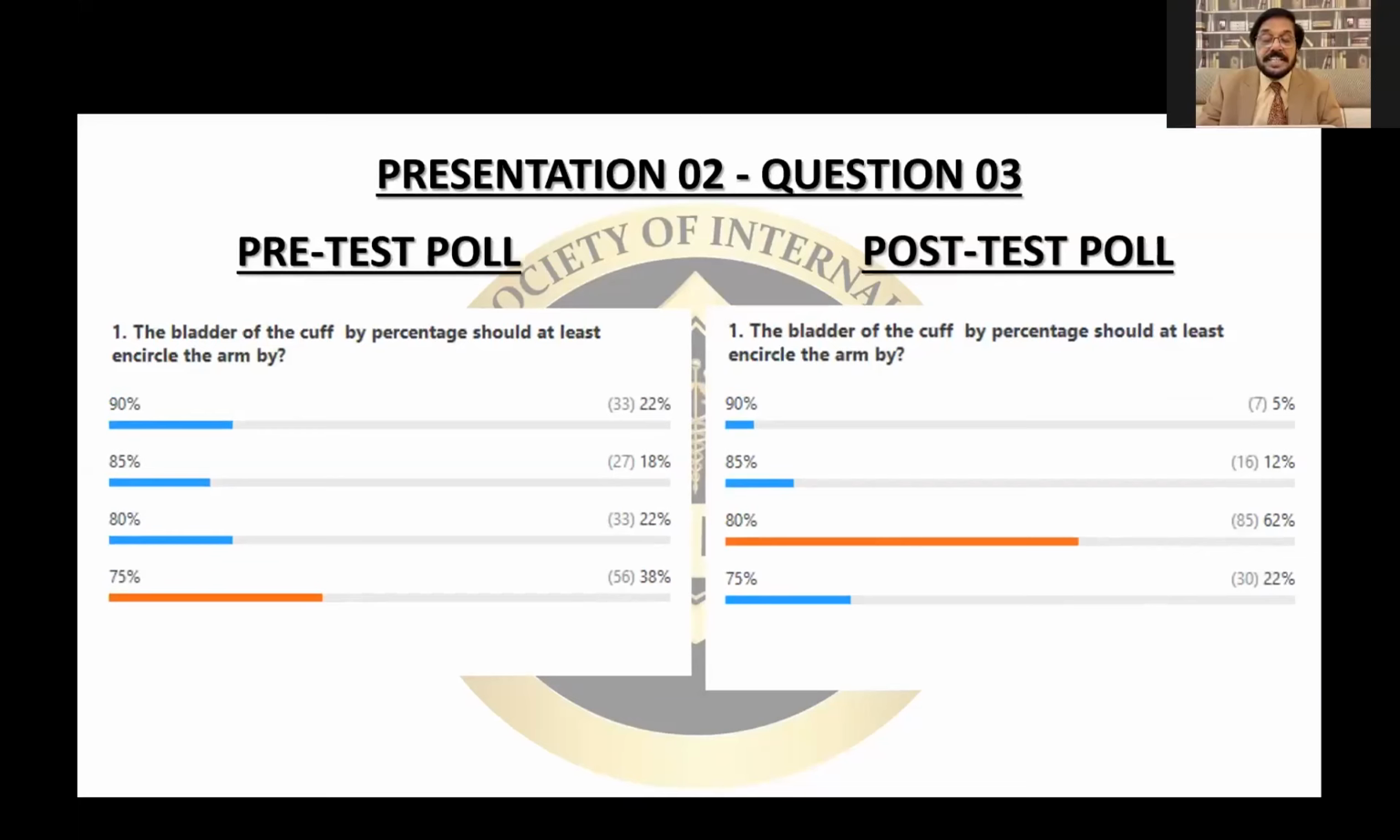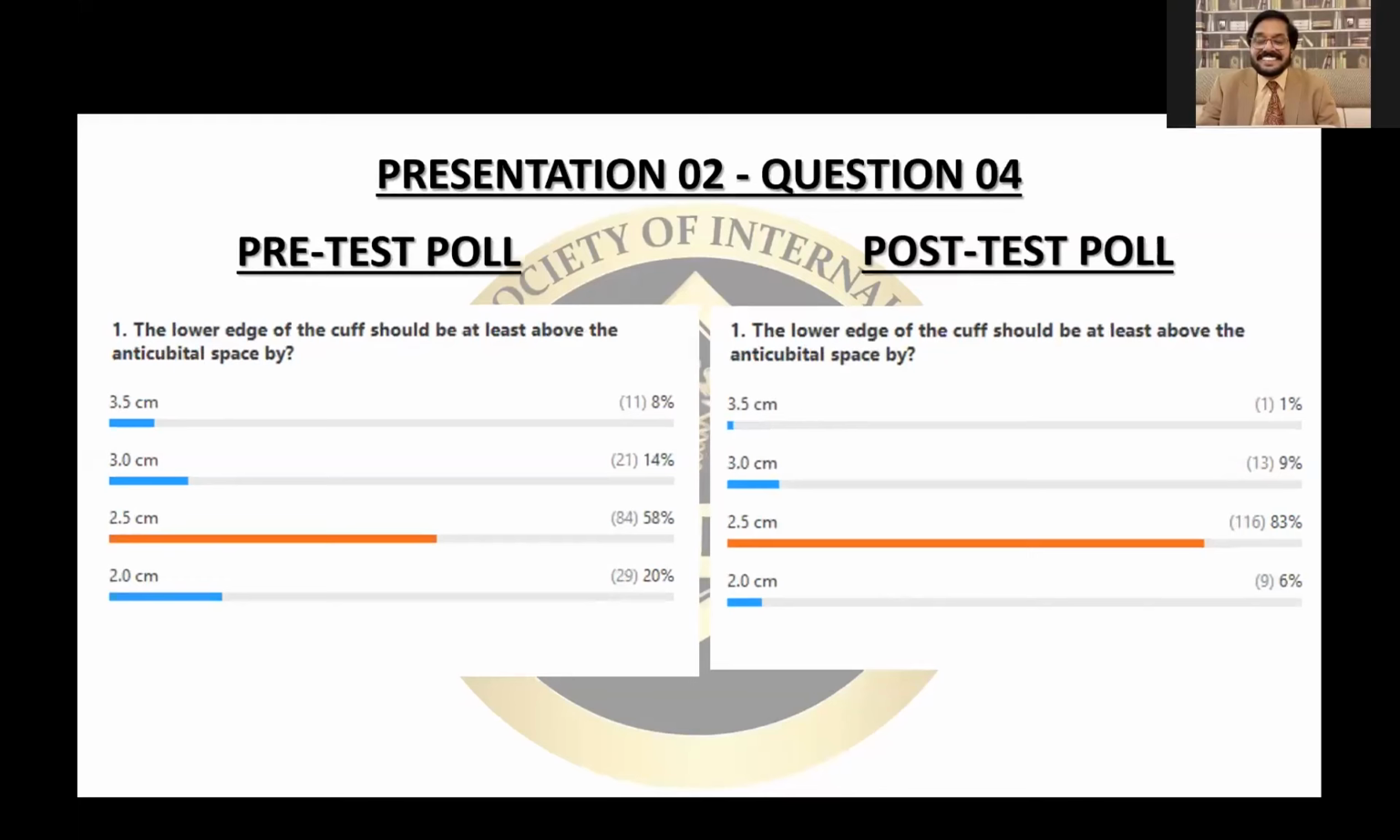It was 38% in the pre-test poll. The bladder of the cuff by percentage should at least encircle the arm, and now it is 62, that is 80%. Very good improvement. So the message was well conveyed. Next, please. Yes, this is really conveyed over here. The pre-test poll for this was 58% and now it is 83. Mashallah, that's great. Alhamdulillah. So, thank you very much.